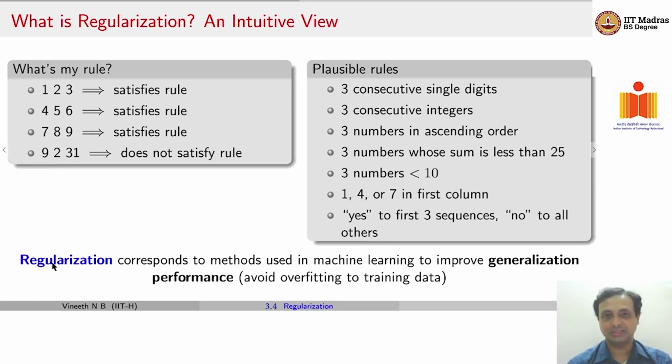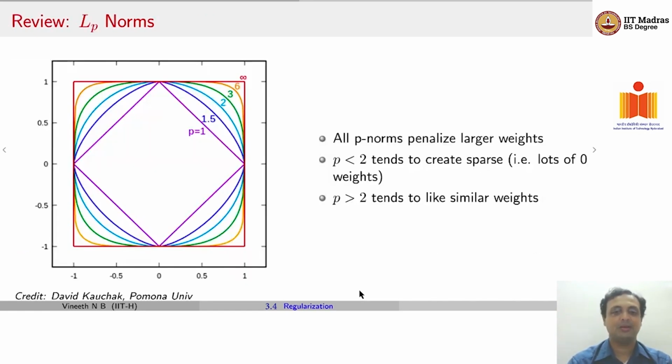And we call this process regularization, where we use methods in machine learning to improve generalization performance and avoid overfitting to training data. So we don't want to necessarily come up with a rule that fits only the training data, but we want to come up with a rule that can do well maybe on data that we will see tomorrow, which is what we mean by test set performance or generalization performance. Sometimes even at the cost of not getting 100% accuracy on your training data set. Let's see now how we can do this with neural networks.